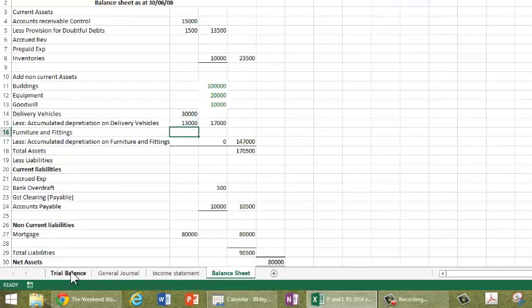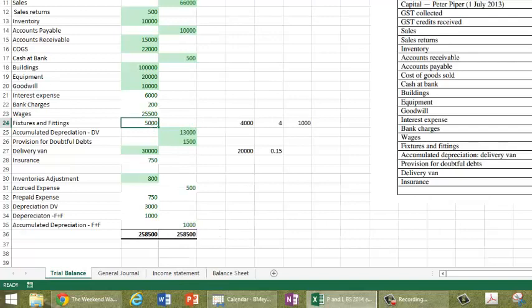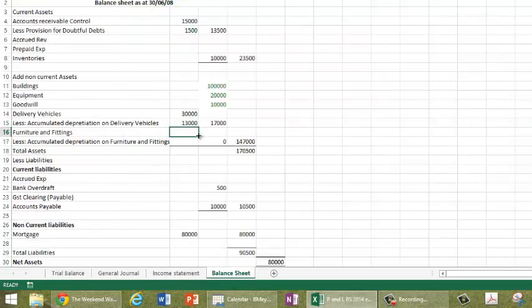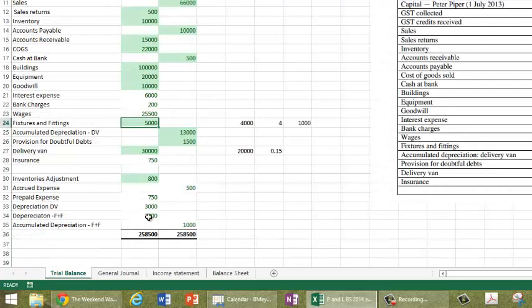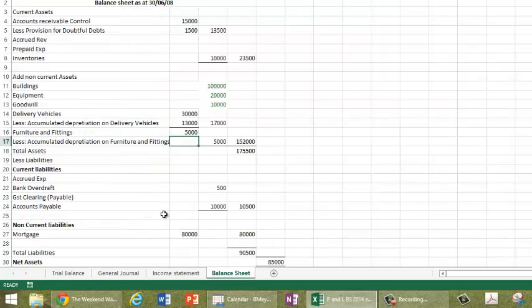Fixtures and fittings. There it is. 5,000. Put that into the balance sheet. The accumulated depreciation is down the bottom here. There it is. Put that in. $1,000. So I've completed my non-current assets there.